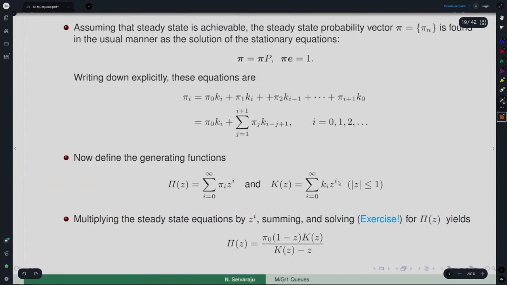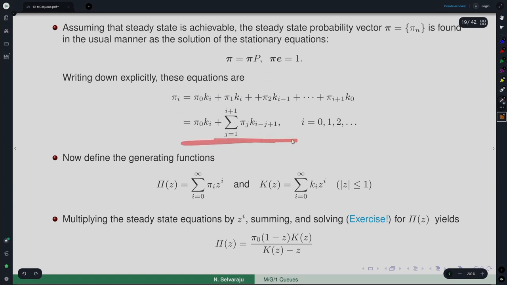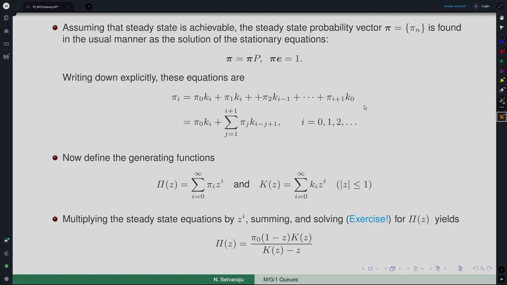Now, if I multiply this matrix P by pi and set it equal to pi, I will get this as the equation, which we can write in this form, putting the sum in the sum form here. Remember, these k's also form a probability distribution, which is, during a service time, the number of arrivals that happen. So these k_i's or k_n's form a probability distribution. Now, this is what you have here.